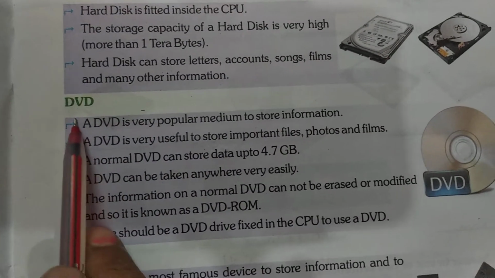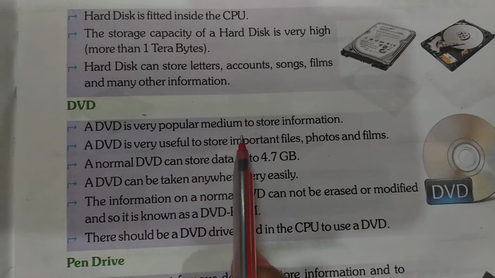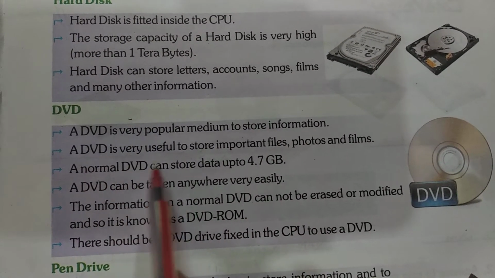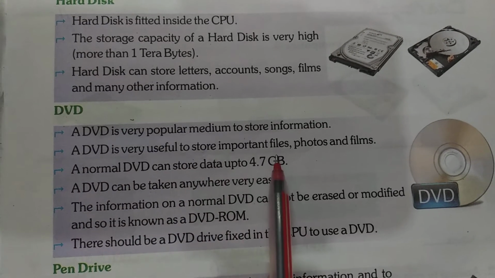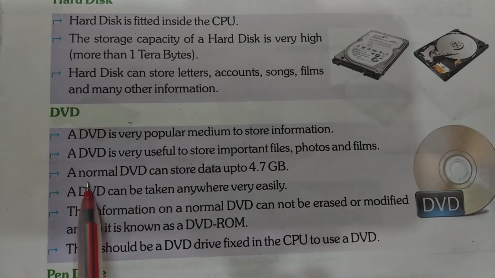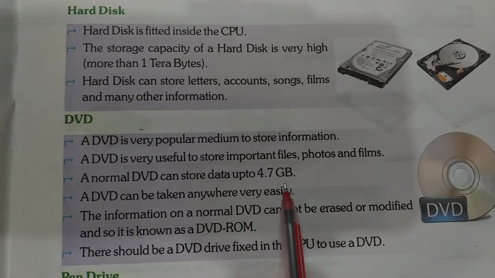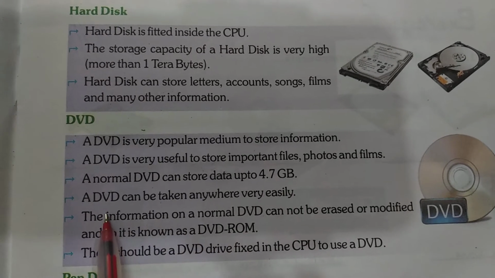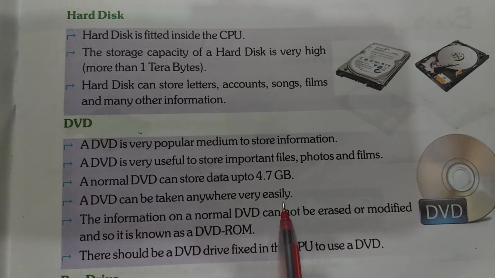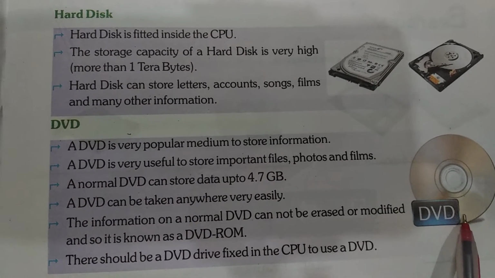Next is DVD. A DVD is a very popular medium to store information. It is very useful to store important files, photos, and films. A normal DVD can store data up to 4.7 GB. A DVD can be taken anywhere very easily. You can see here it is portable. You can take it from one place to another.